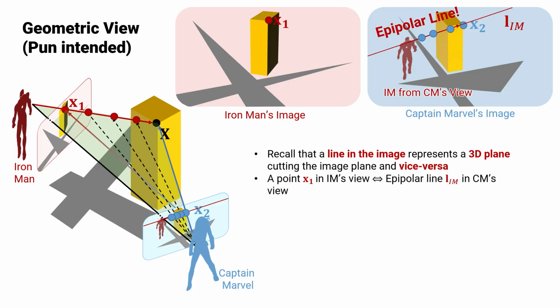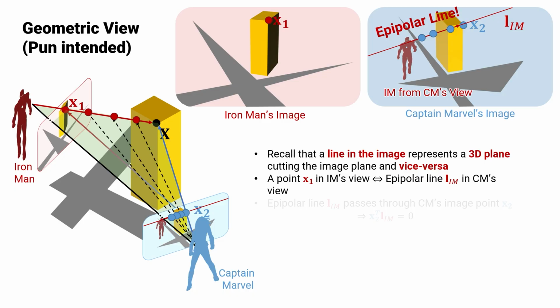Okay. So a point x1 in Iron Man's view is equivalent to an epipolar line L Iron Man in Captain Marvel's view. Just to recap, we basically drew a plane in the world which connects the two camera centers and the world point, and this represents a line in the other person's image. Like for example, in Captain Marvel's image, it's the line which joins Iron Man's camera center and the world point, and this epipolar line is equivalent to Iron Man pointing a laser pointer at the world, and we are taking a picture of this, right? And so every point in Iron Man's view is basically the equivalent of an epipolar line in Captain Marvel's view.